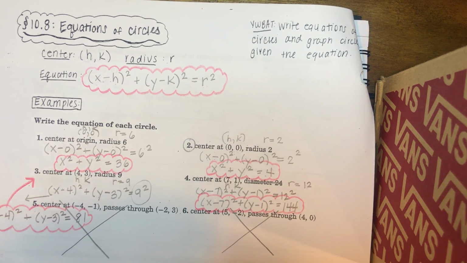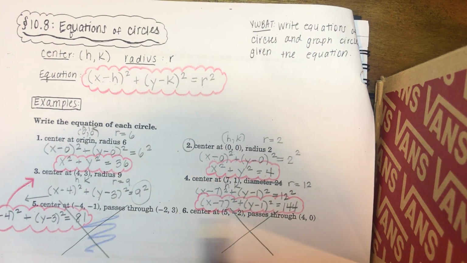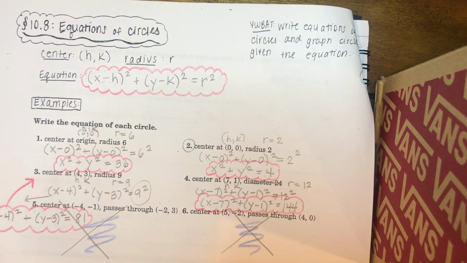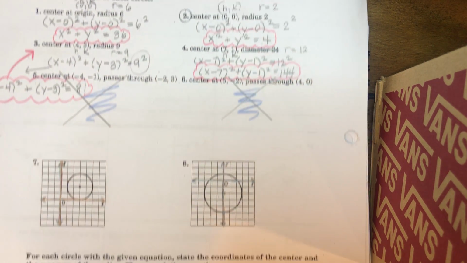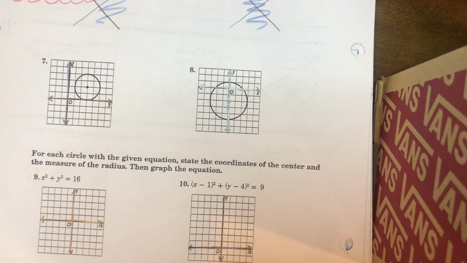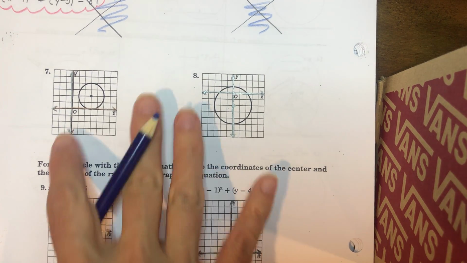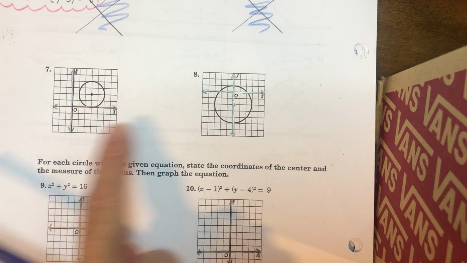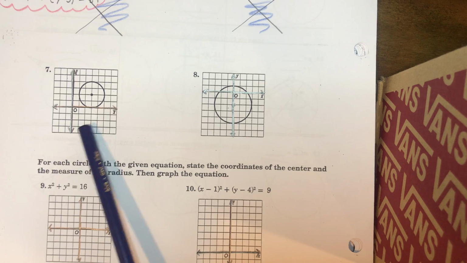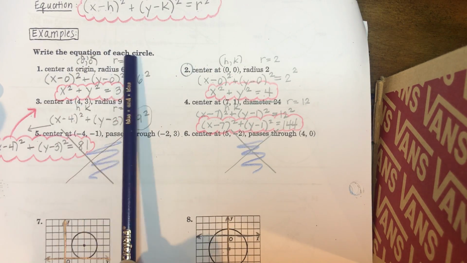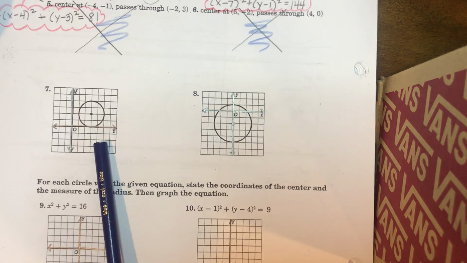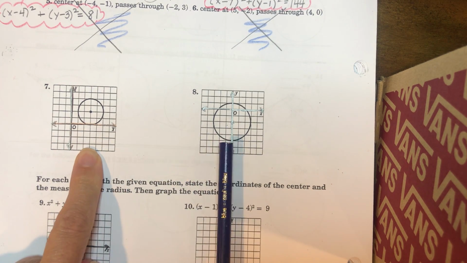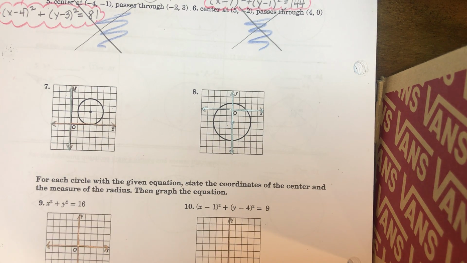Now, if you notice, we are skipping 5 and 6. Okay, so we have 4 more problems that we have to do. But if you notice, they're a little bit different. The same rules apply for 7 and 8. We want to write an equation of the circle. So it still falls under these directions. But they don't give us the center. They don't give us the radius, but they do give us a picture. So the picture can help us out with the center point and the radius.